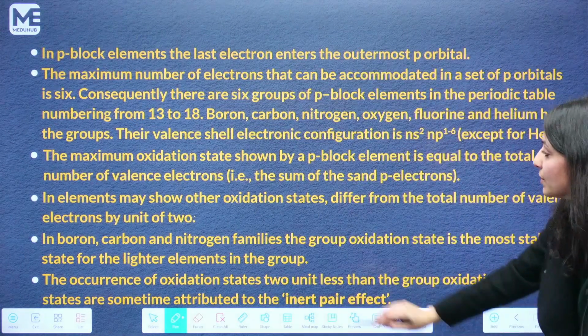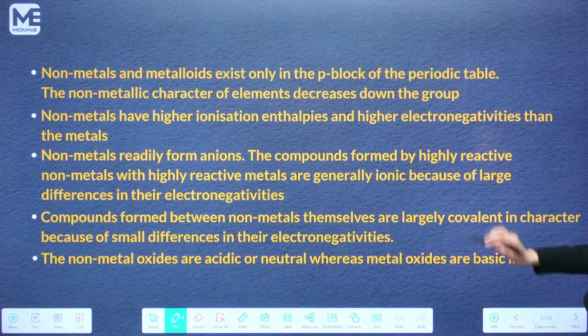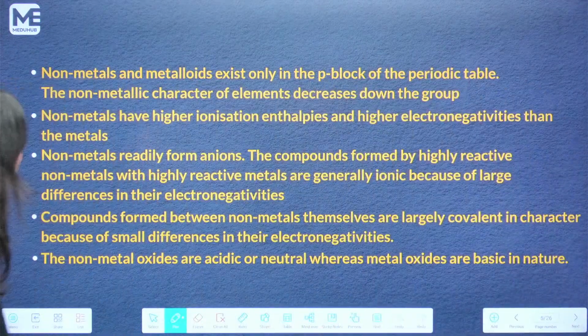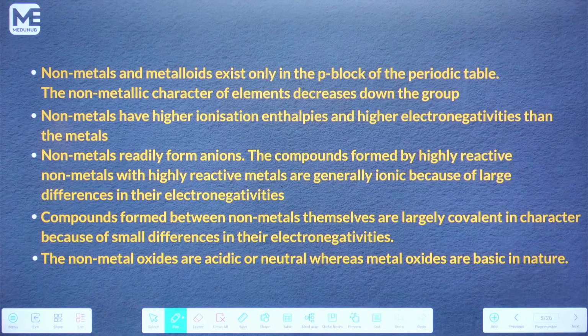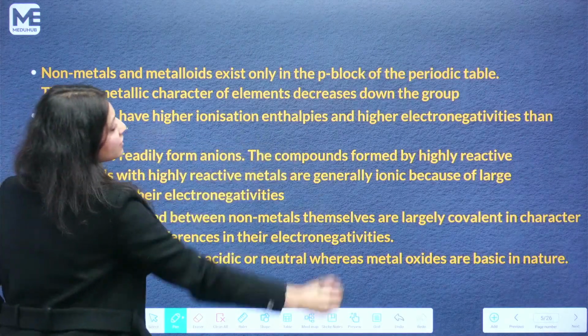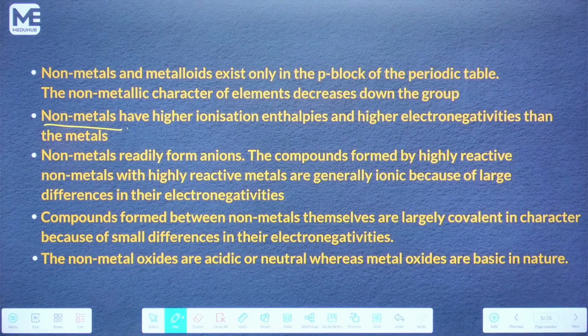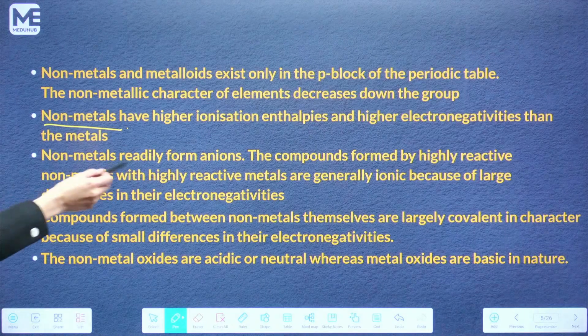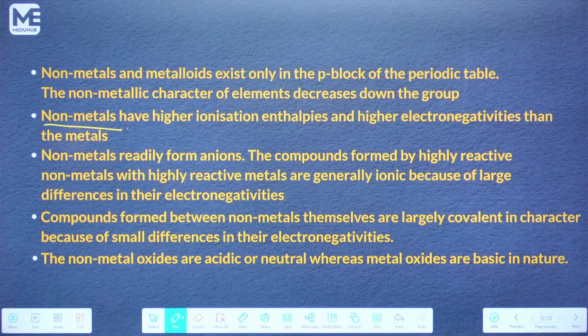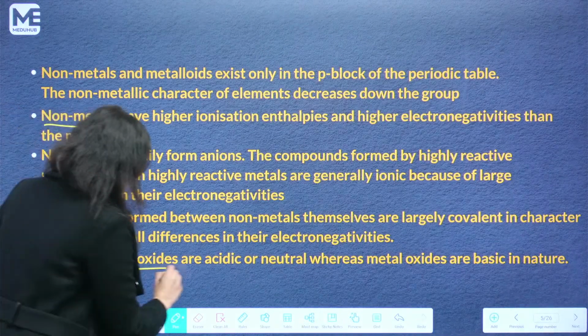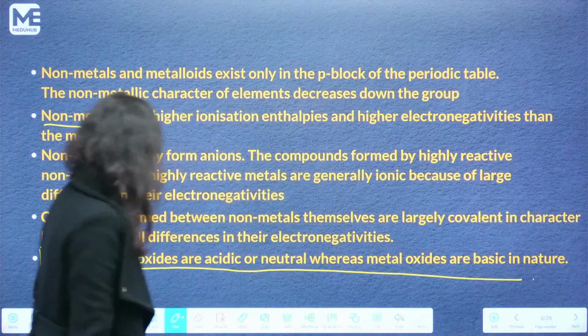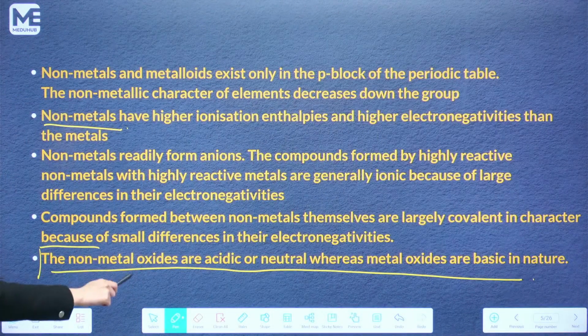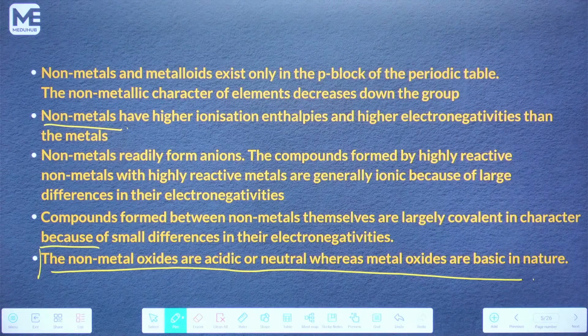Moving on to general discussions about p block elements. Right. So we have talked about metals and non-metals. Non-metals have higher ionization enthalpies, higher electronegativities. They readily form anions, and the compounds formed by highly reactive non-metals with highly reactive metals are generally ionic, right? Compounds formed between non-metals themselves are largely covalent in character because of small differences in the electronegativities. This is also very interesting, this point here. It will come up again and again in the discussion of p block elements. You need to remember that the non-metal oxides are acidic or neutral, whereas the metal oxides are basic in nature.